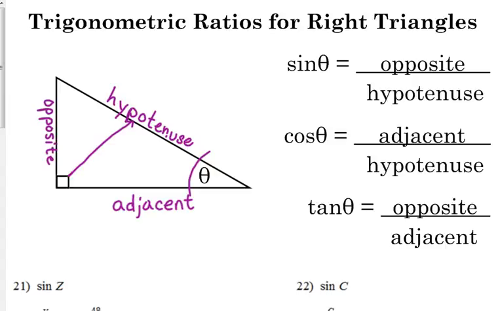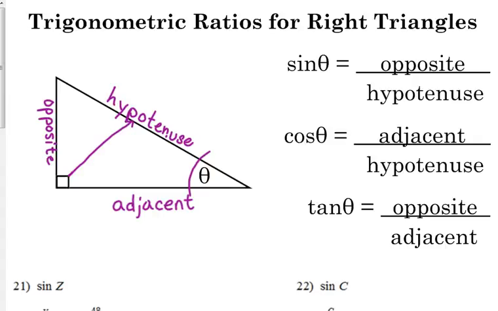Now, if theta had been the angle up at the top, our opposite and our adjacent would be reversed, because if theta were up here, it would be touching this side, and that would be the adjacent side, and the opposite side would be the horizontal base side. Okay, so it matters where theta is.